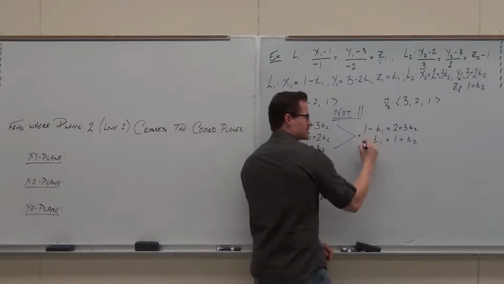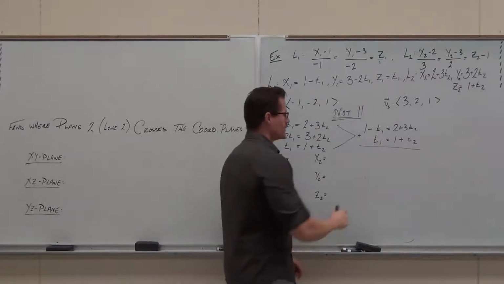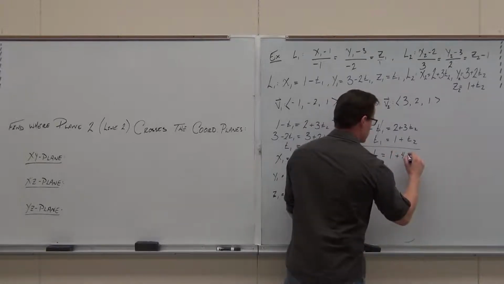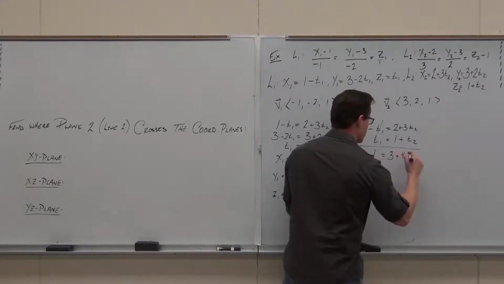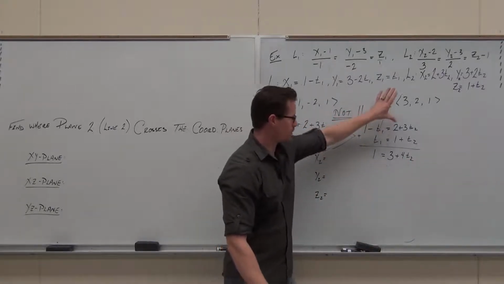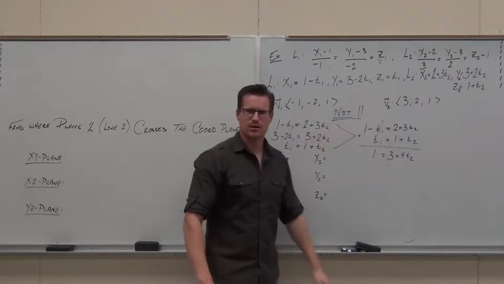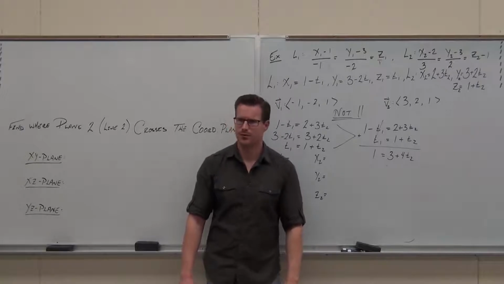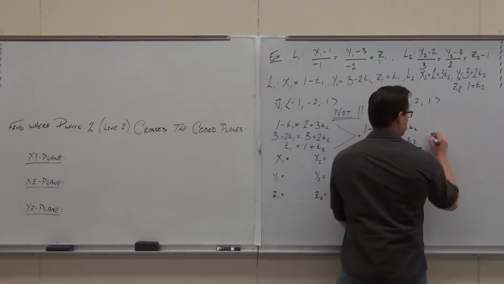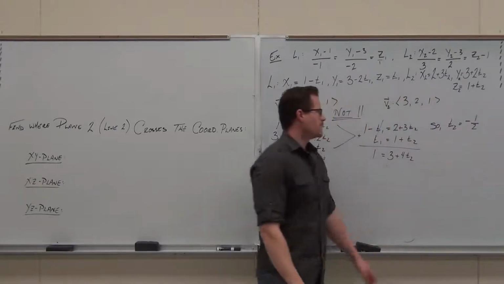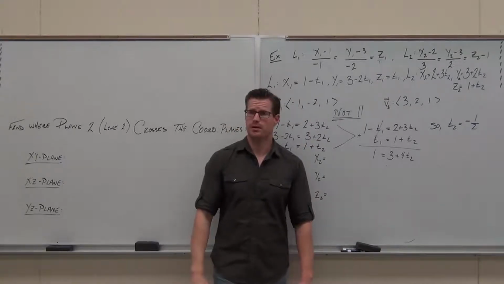If I add these and get my signs correct, so if I add them together, 1, 0, 4, T2, and that 3. You guys all right with that one? What am I going to get when I solve for T2? Negative 1/2. From there, can you find T1?